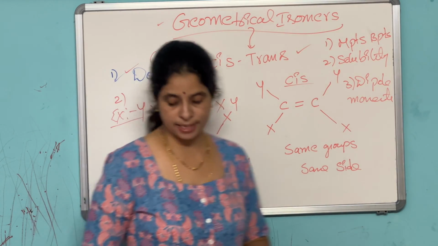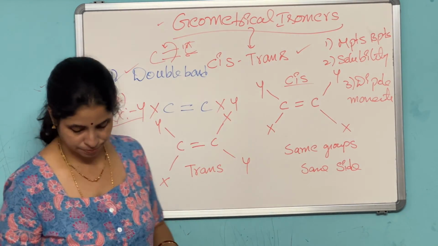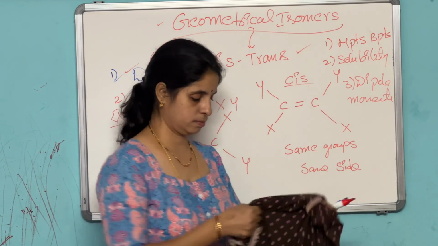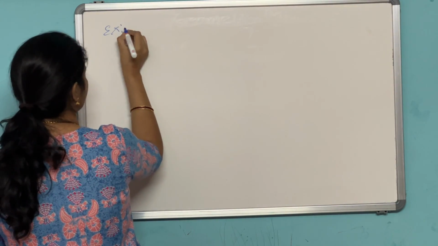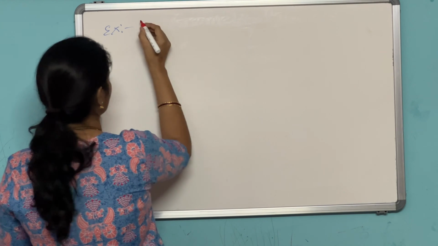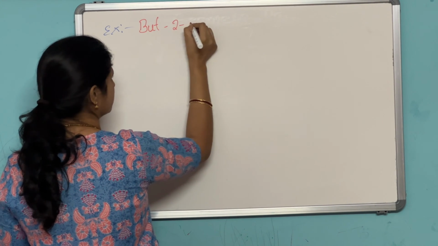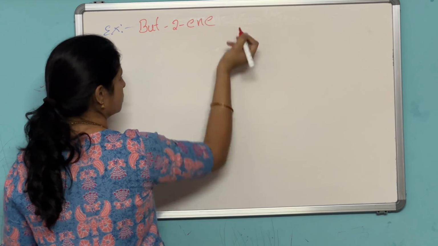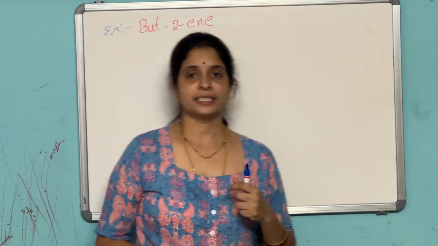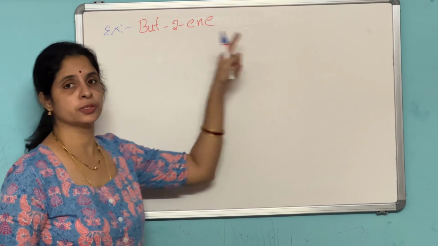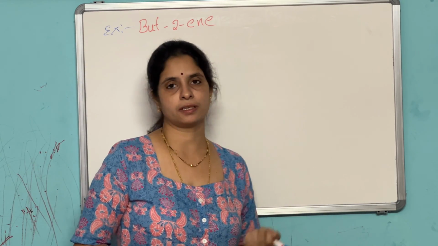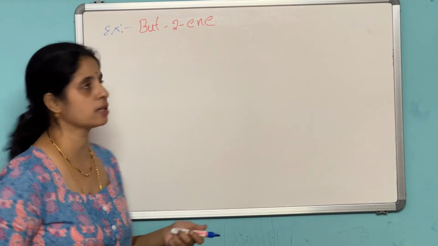Okay, now we'll see some examples. Example is but-2-ene. Write the geometrical isomers for but-2-ene. This may be asked as a short answer also.